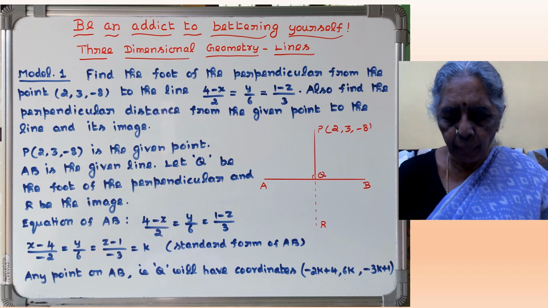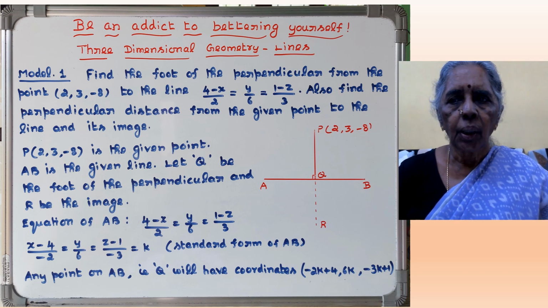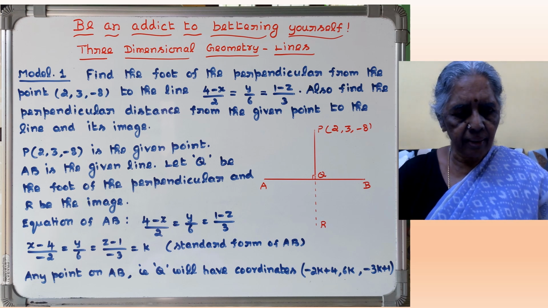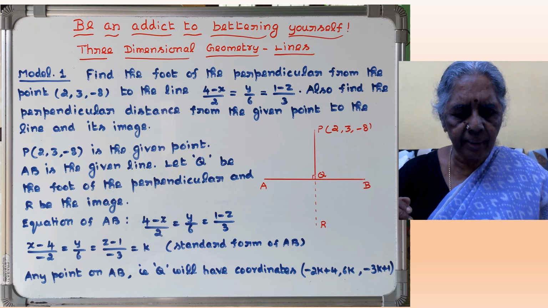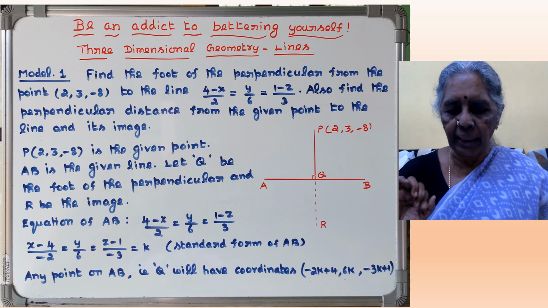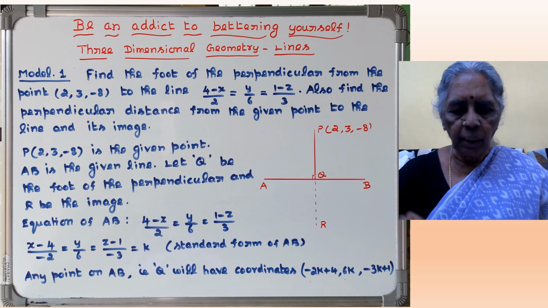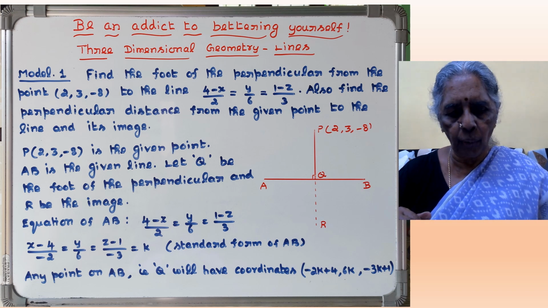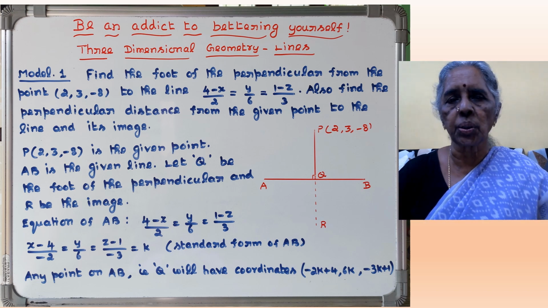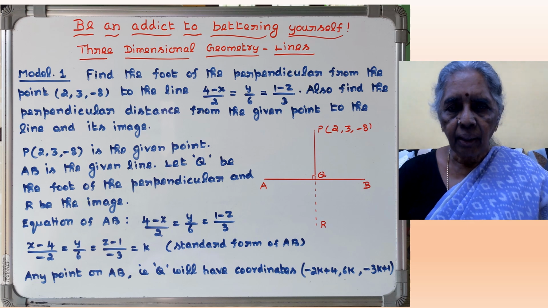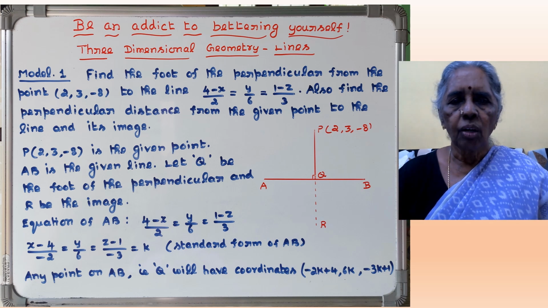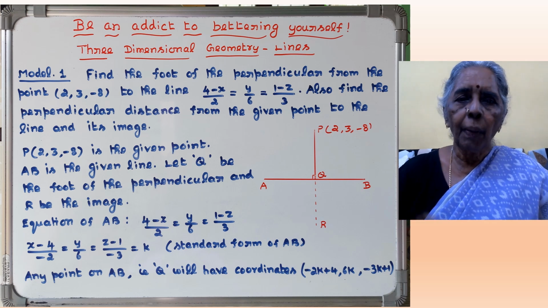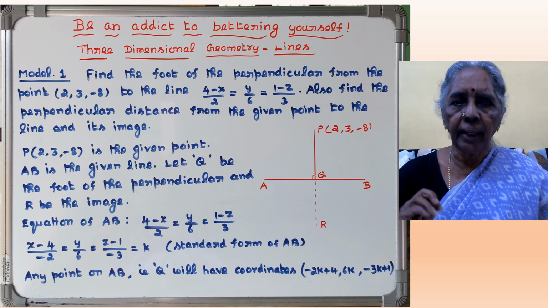Find the foot of the perpendicular from the point (2, 3, -8) to the line (4 - x)/2 = y/6 = (1 - z)/3. Also find the perpendicular distance from the given point to the line and its image. So what is given? A point P is given. Equation of a line is given. You have to find three things: foot of the perpendicular, distance, and then the image.